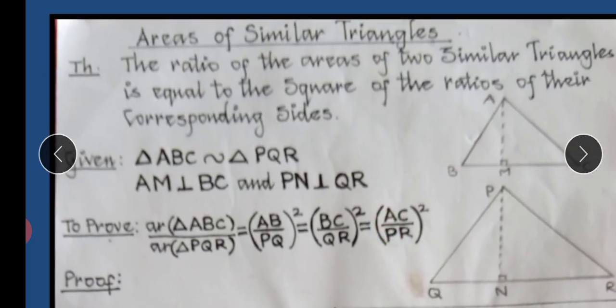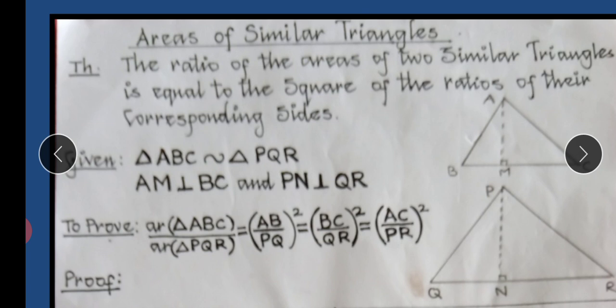See what is given. The ratio of the areas of two similar triangles is equal to the square of the ratios of their corresponding sides. Given triangle ABC is similar to triangle PQR, AM is perpendicular to BC, and PN is perpendicular to QR. What is asked to prove? Area triangle ABC upon area triangle PQR is equal to.